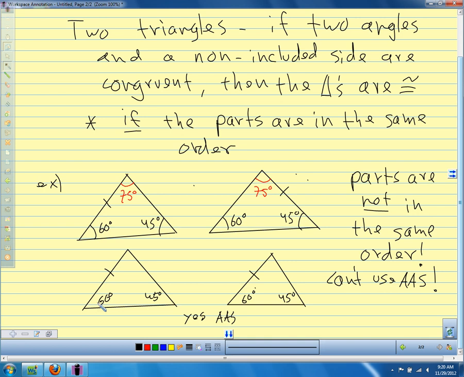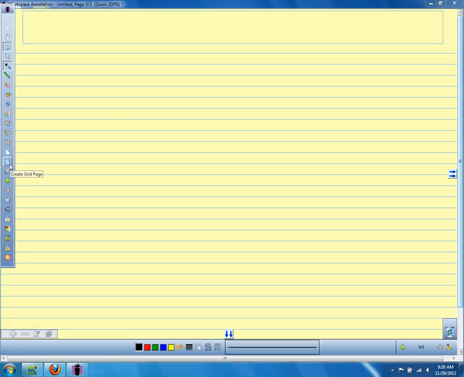The nice thing about angle, angle, side is if our parts match up in the right order, then we don't even have to figure out that. Okay? All right, let's look at some other examples. So we're going to draw some triangles up, and we will decide, can we use angle, angle, side? All right, so here's our first one.